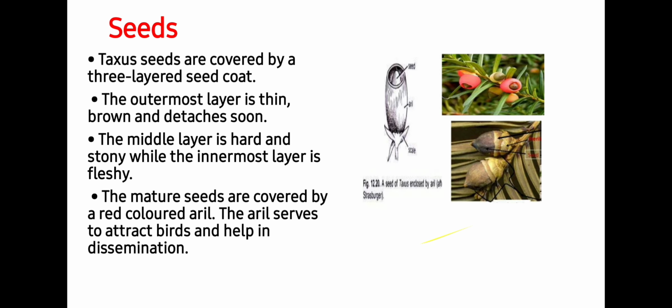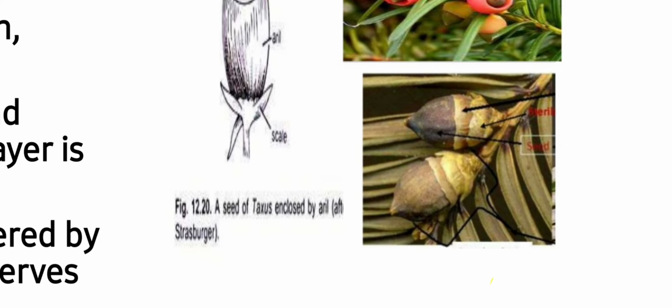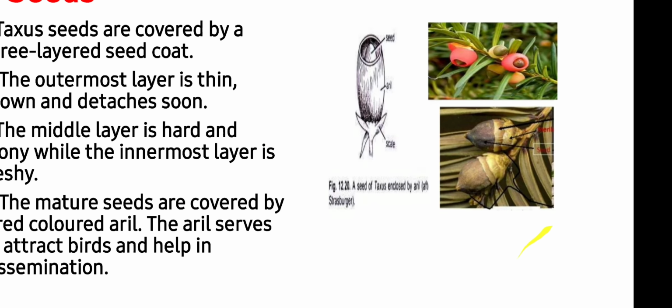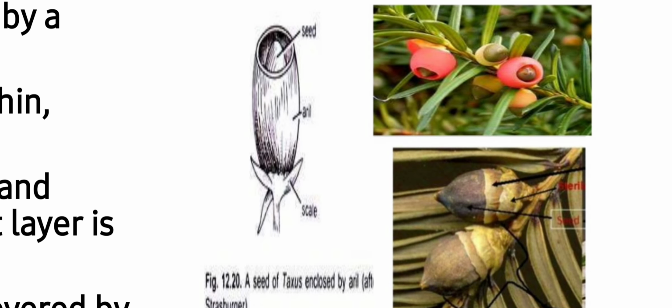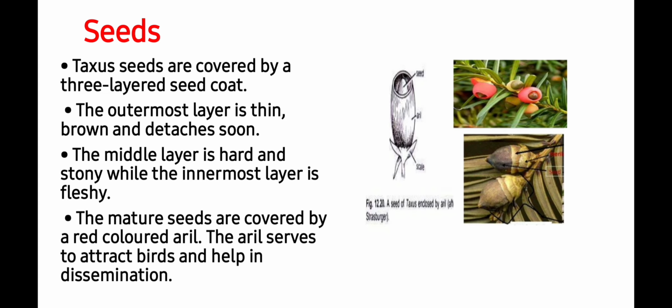Next is the seed. Students, Taxus seeds are covered by a three-layered seed coat. As I explained to you earlier, the outermost layer is thin, brown and detaches. Here you can see the thin brown outer covering which detaches. The middle layer is hard and stony while the innermost layer is fleshy. The mature seeds are covered by a red colored aril, as you can see in this image. The aril serves to attract birds and helps in dissemination.